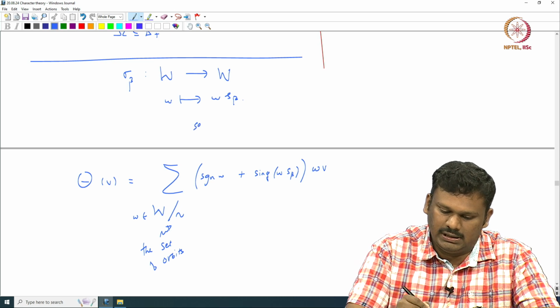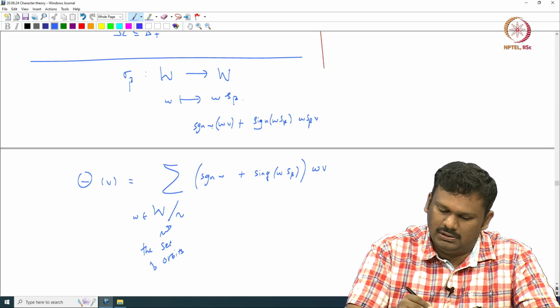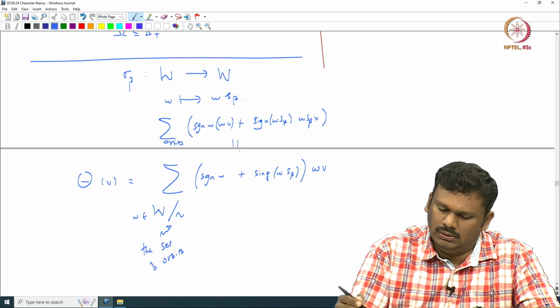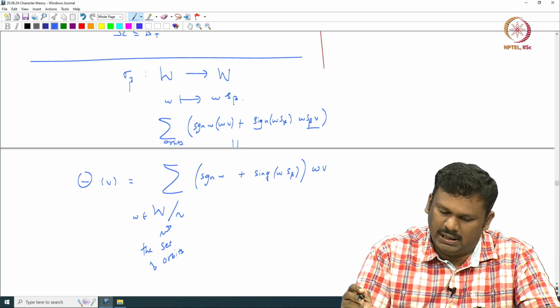Okay, basically this is sin W, W V plus sin W S beta, W S beta V. So, that is the sum you are taking over the orbits. Okay. So, in particular, this S beta V is V. So, you can just consider it as W V and it comes out.